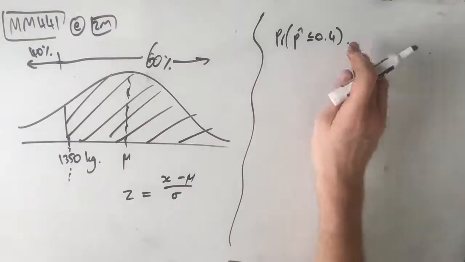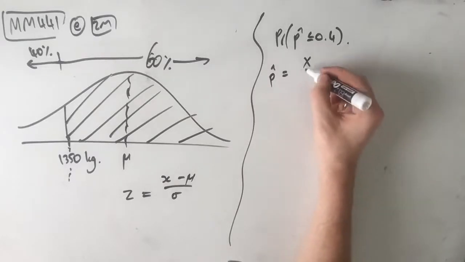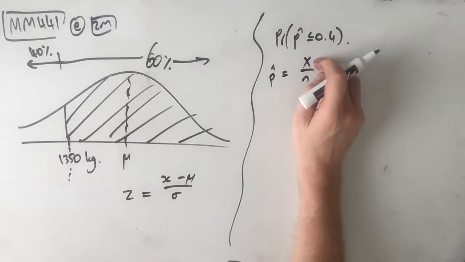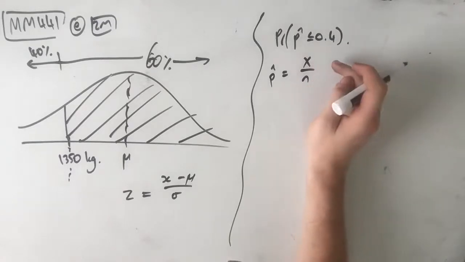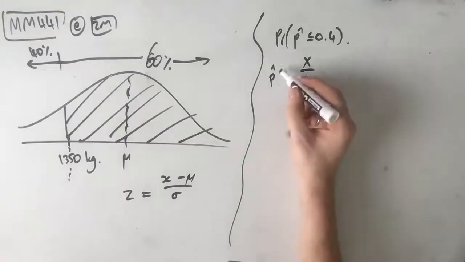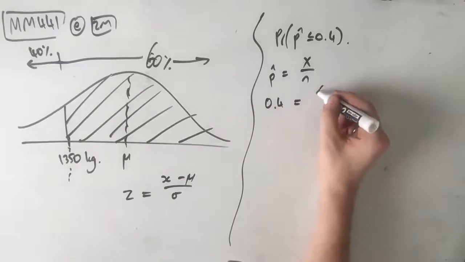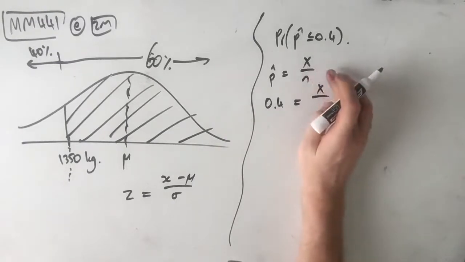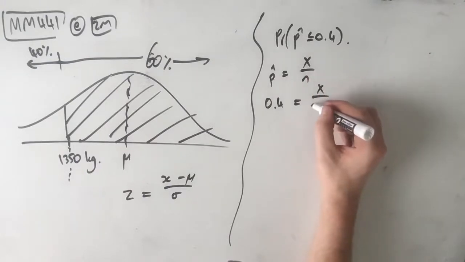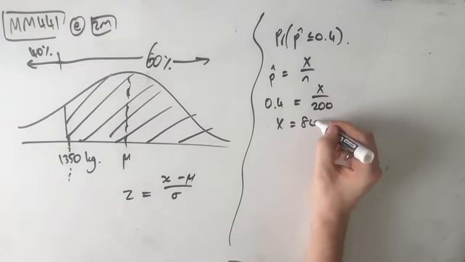So, what we're saying is, we want the proportion of cars that weigh less than 1350 to be less than or equal to 0.4. So we know that proportion is equal to x over n, right? Where x is our number of cars that are less than 1350, and n is the total number of cars in the sample, right? So we know that our p hat is equal to 0.4. We don't know what our x is because we don't know how many of the cars are actually weighing less than 1350, but we know that there are 200 cars in the sample, so we can say that that's over 200. Rearranging this, we get x is equal to 80, okay?